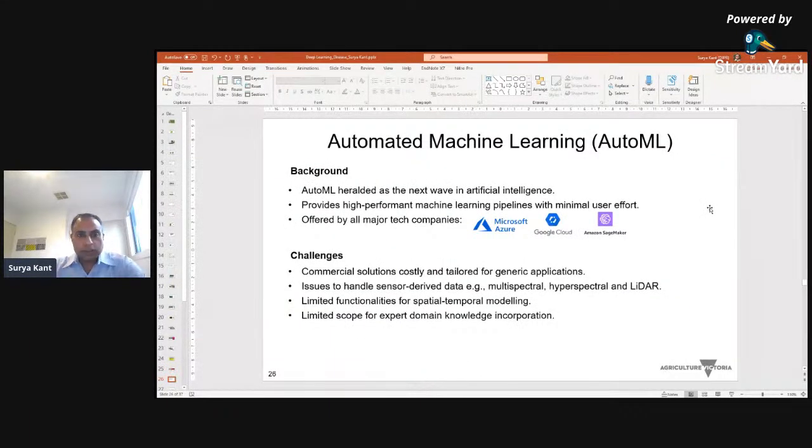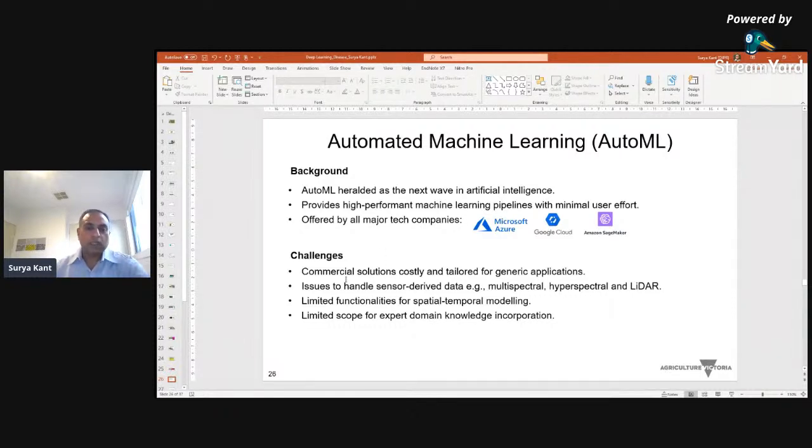Now moving on to the next phase, we have more recently been applying the latest technique of deep learning, machine learning, and automated machine learning. This is a recent wave in artificial intelligence, and it is a high-performing machine learning pipeline that can be applied with minimal user effort. Major companies, Microsoft, Google, and Amazon, are offering this, but at a really high price tag. That's the challenge: most of these commercial solutions come with a significant cost.